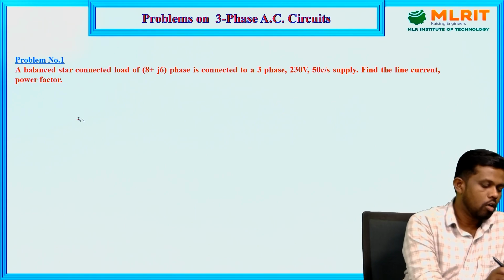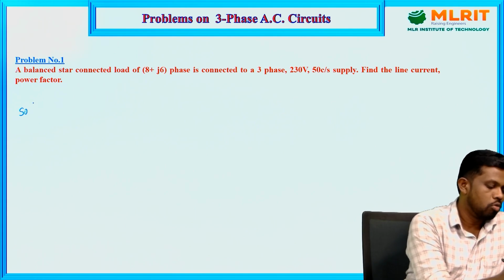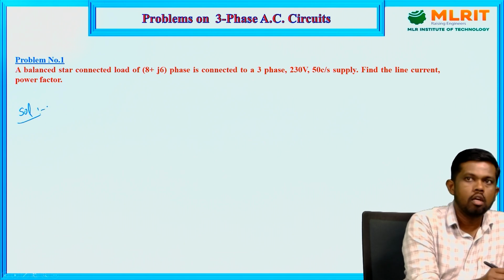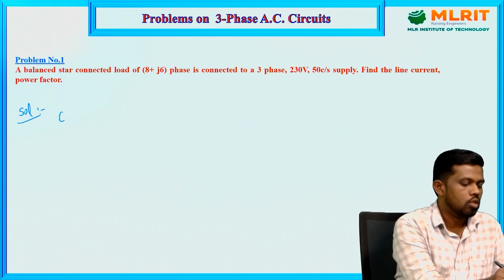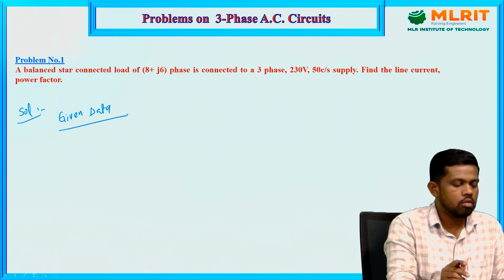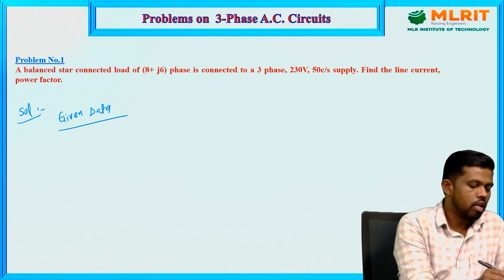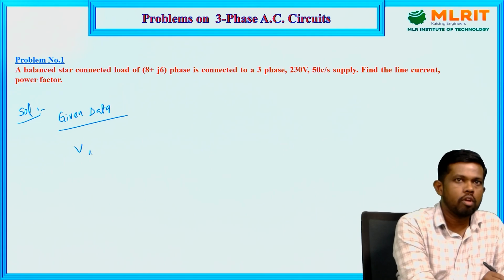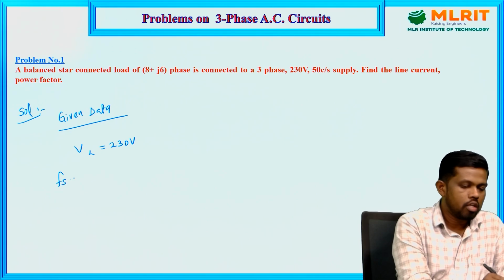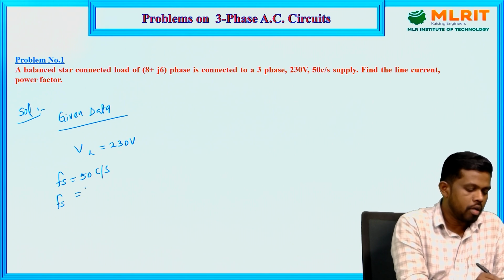Before going to the solution, we need to write the given data of the question, because for every numerical question, we need to go through the given data first. The line voltage VL is 230 volts. The supply frequency is mentioned as 50 cycles per second. One cycle per second is nothing but 1 hertz, so the frequency is 50 hertz.